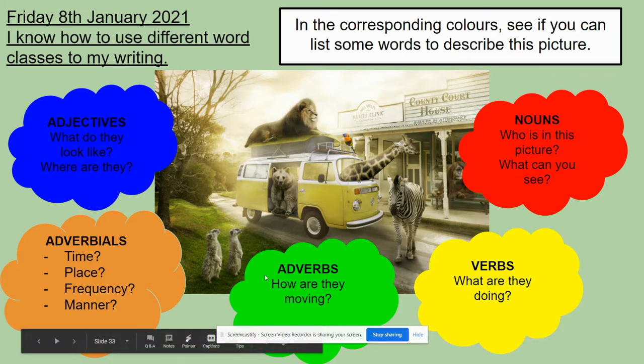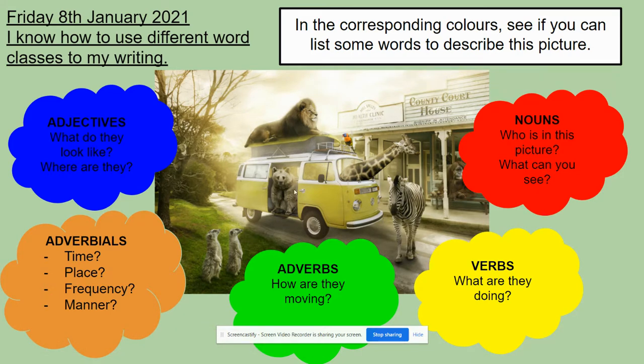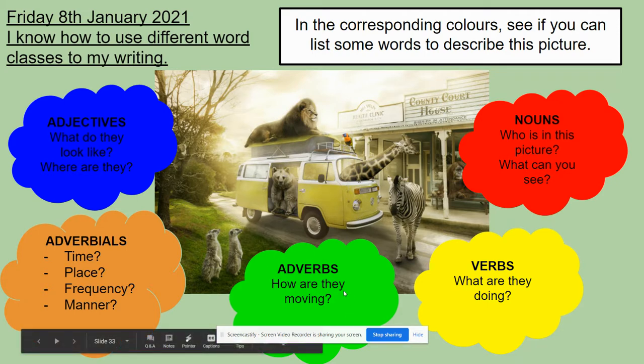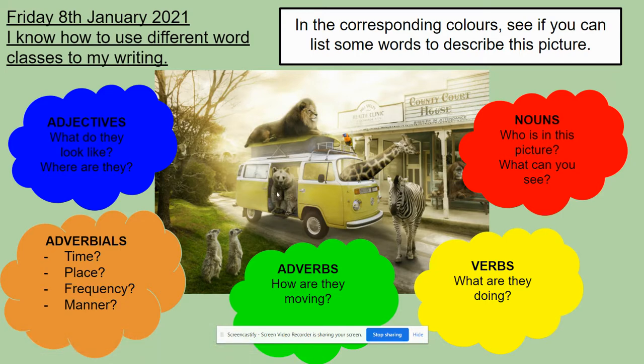Adverbs, so how they're moving. And remember that adverbs can also talk about how often they're moving or where they're moving. So outside or in the van or through the window. Those are all types of adverbs. And then the adverbials. So remember, these are the groups of words that tell us how or when or how often these things are happening. So instead of inside, you might like to have inside the camper van, and then you can continue. So that would be a fronted adverbial.